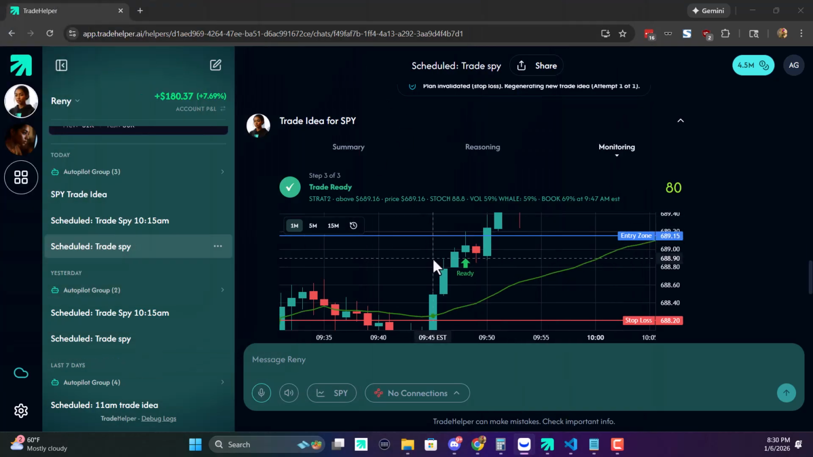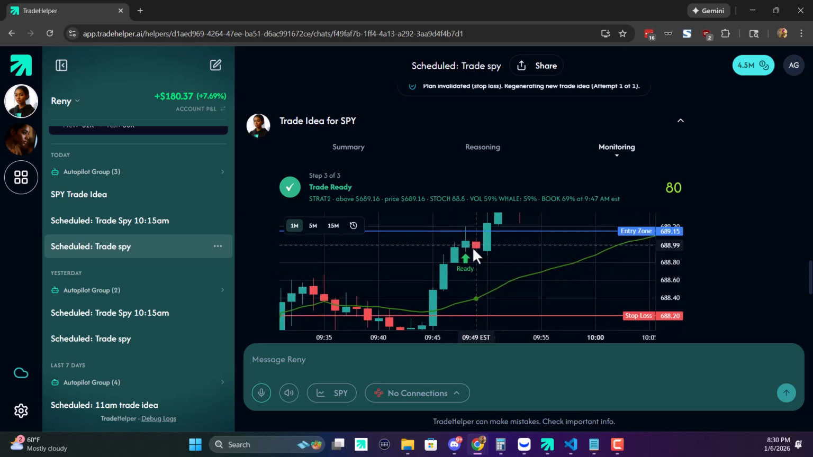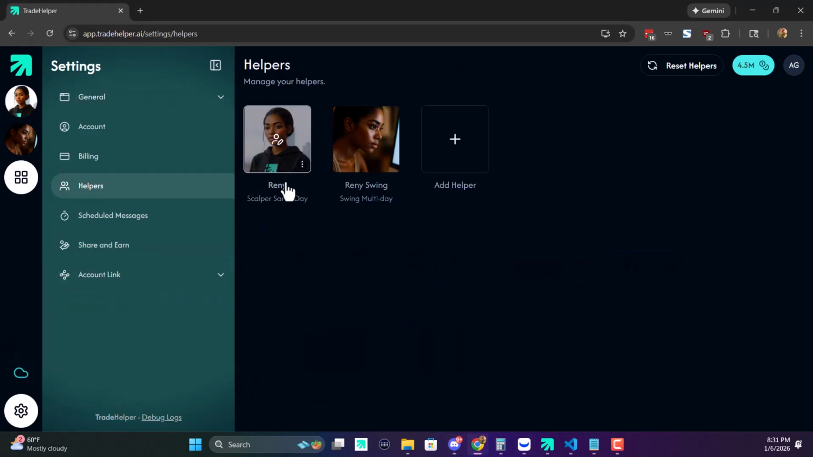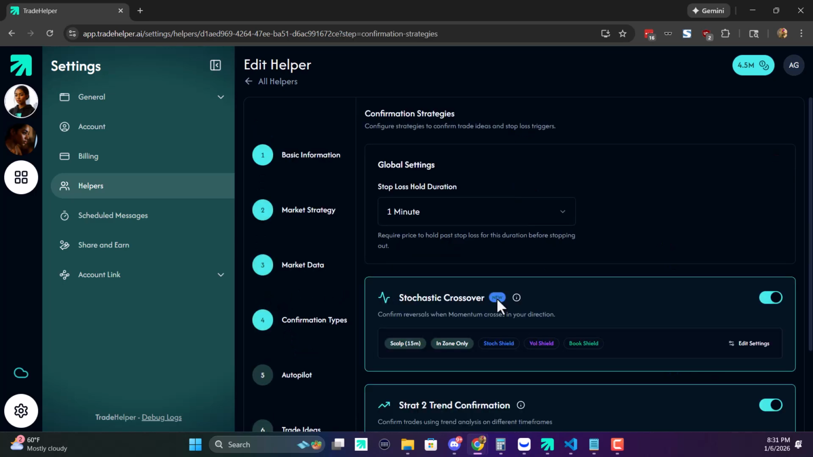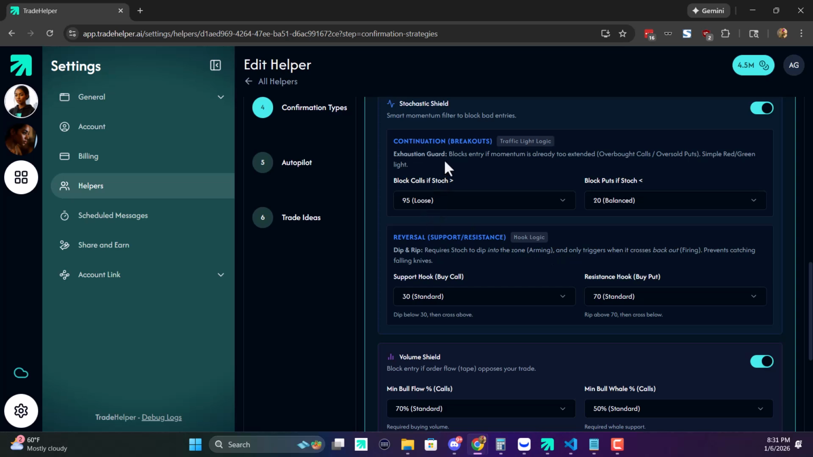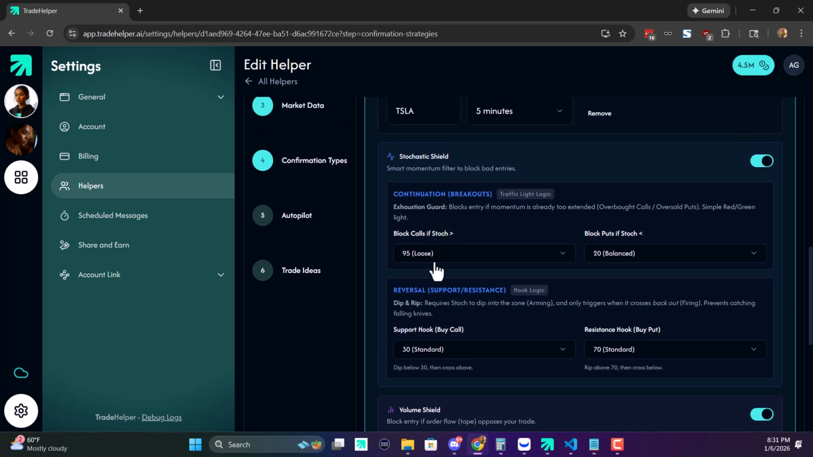Well, here's one thing that we do. During a breakout play, we typically expect the stochastic to be hot, because it's a breakout play. It's already been running, so we know the stochastic is going to be hot. We just don't want it to be too hot. So let's go to my settings over here. Inside the Strat 2 confirmation, we have what's called the stochastic shield, which is right here. And here's what it says.